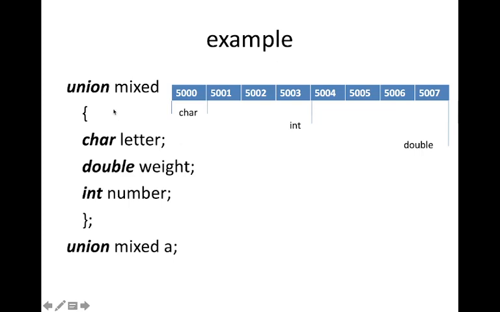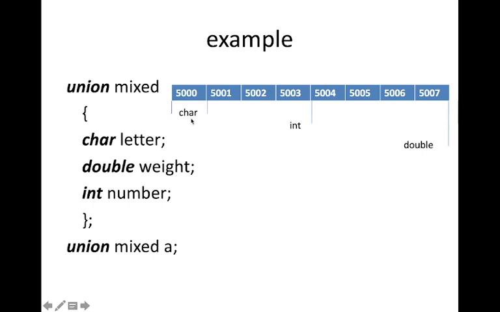In the case of union, it will allocate memory for the largest element, which is sufficient to hold the largest element. So if it is a double or a float, then it will allocate the bytes for that largest type. And all the elements will share the memory, so only one element will be present in the memory at a time.